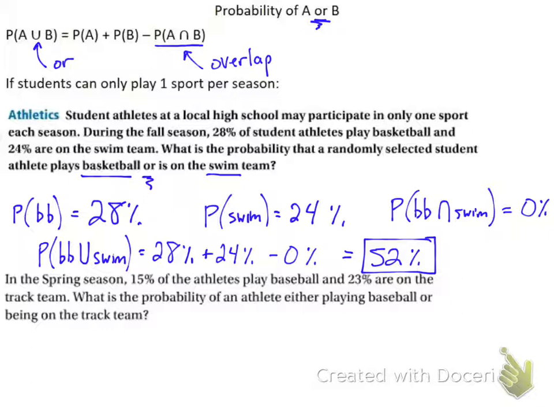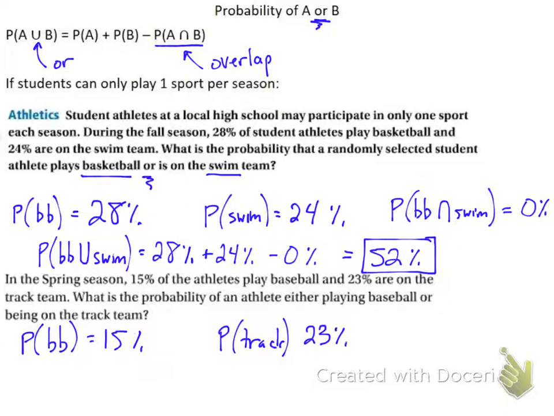Same thing with this second one, talking about an athlete playing baseball and then being on the track team as well. And so again, the probability of playing baseball is 15%. Probability of running track is 23%. And then the probability of doing both, playing baseball and track, is still going to be 0 because you can only play one sport per season.